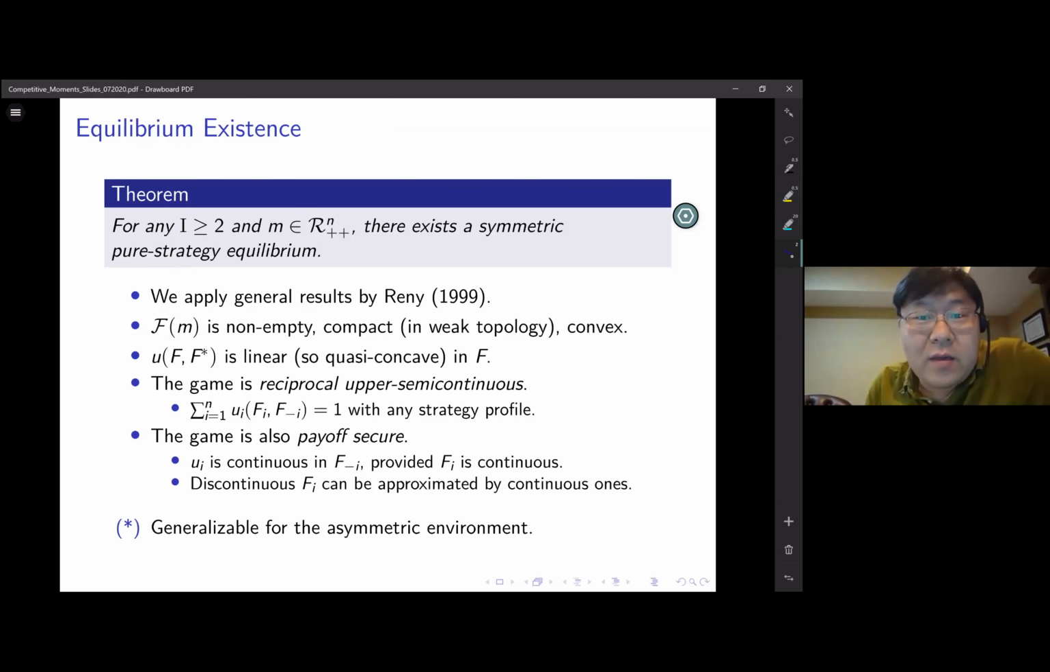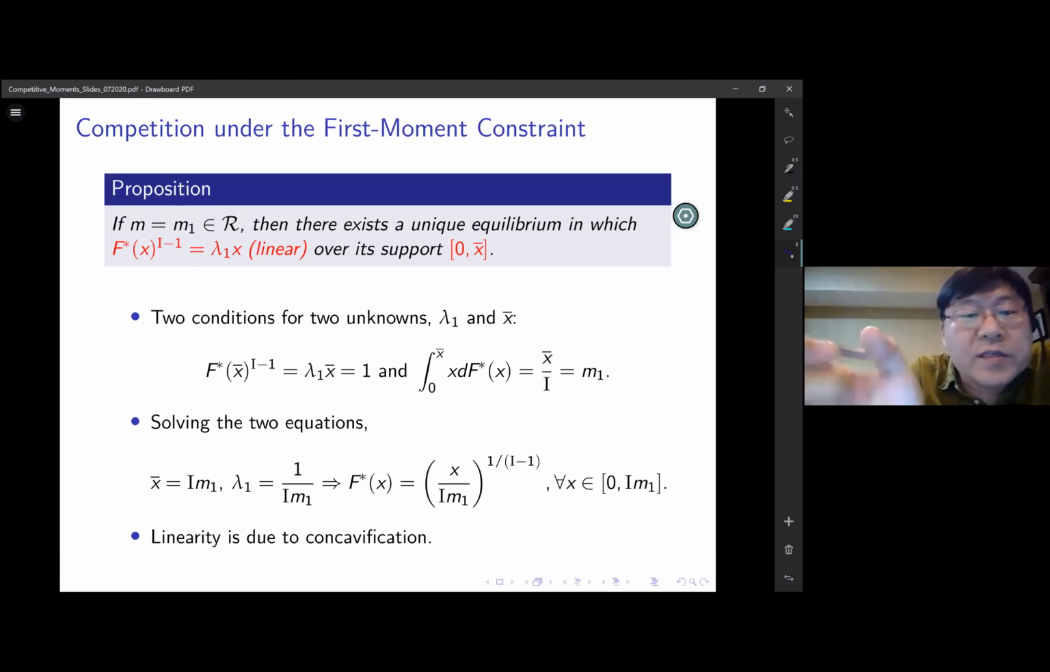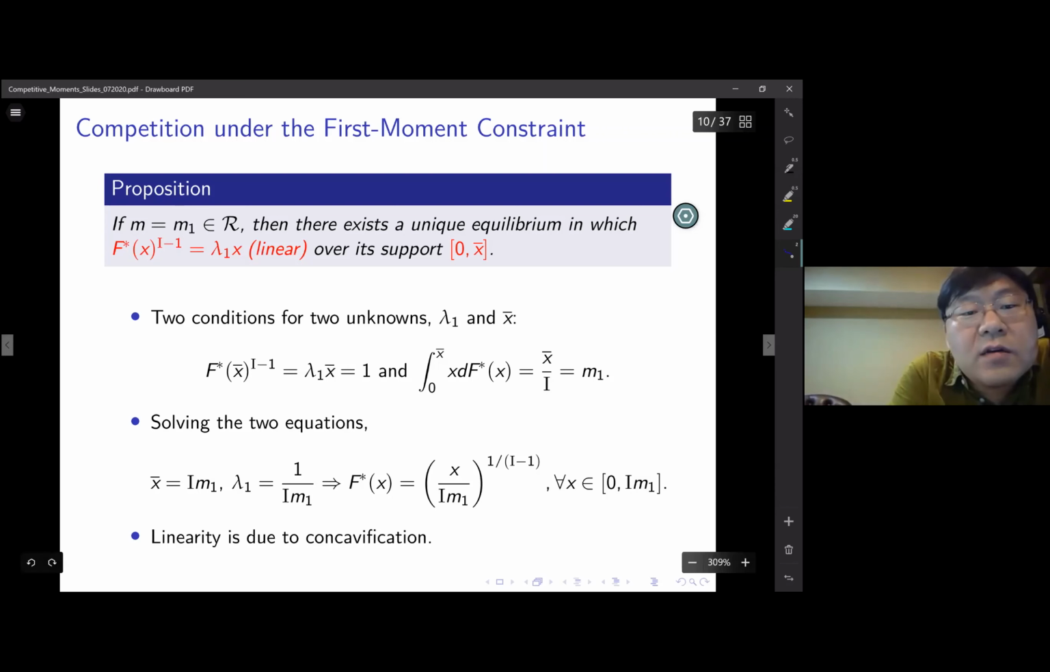All right. So the real case. Let's think about the simplest environment where there is only one constraint on the first moment. This means that each player can choose any distribution as long as the mean is less than or equal to M1. This is the simplest environment. And here this proposition says that in the unique equilibrium, F star to the I minus 1 is linear and the support is convex starting from 0.